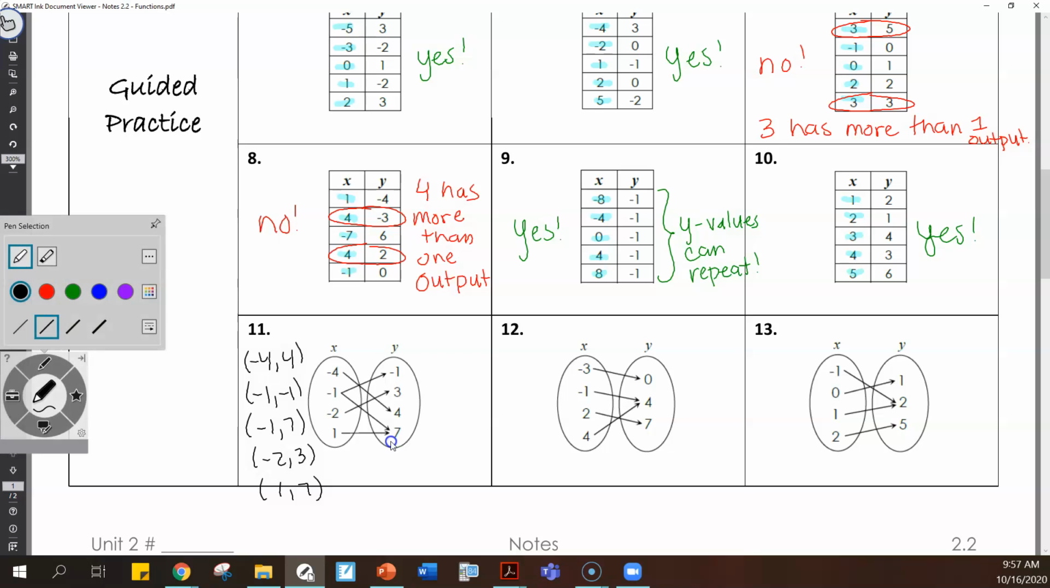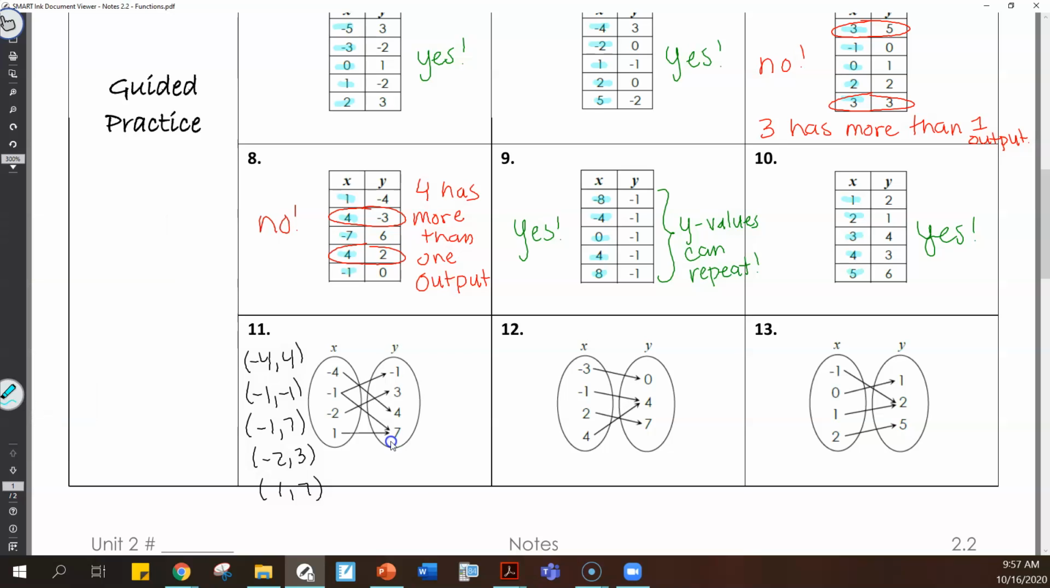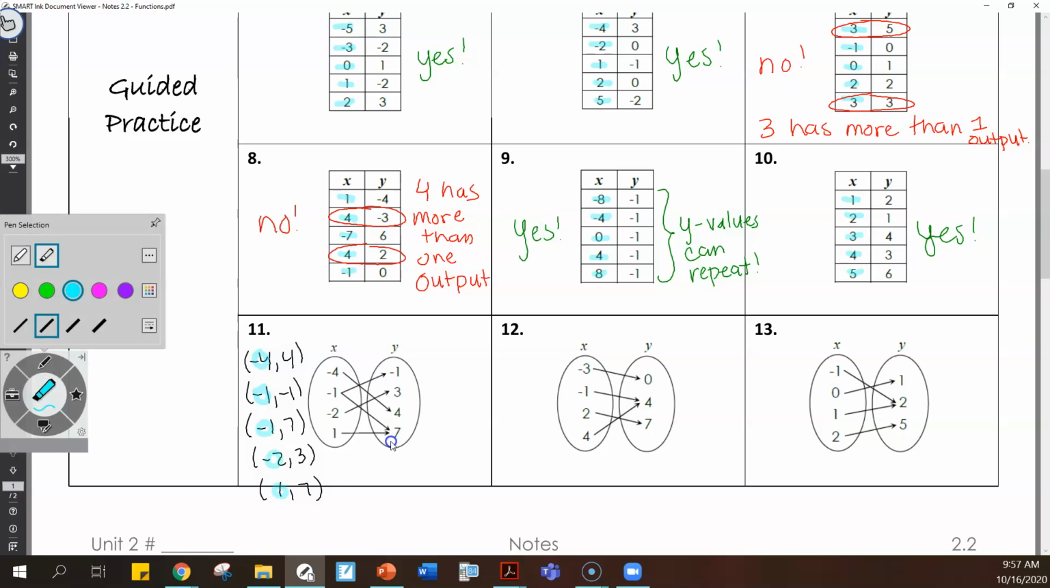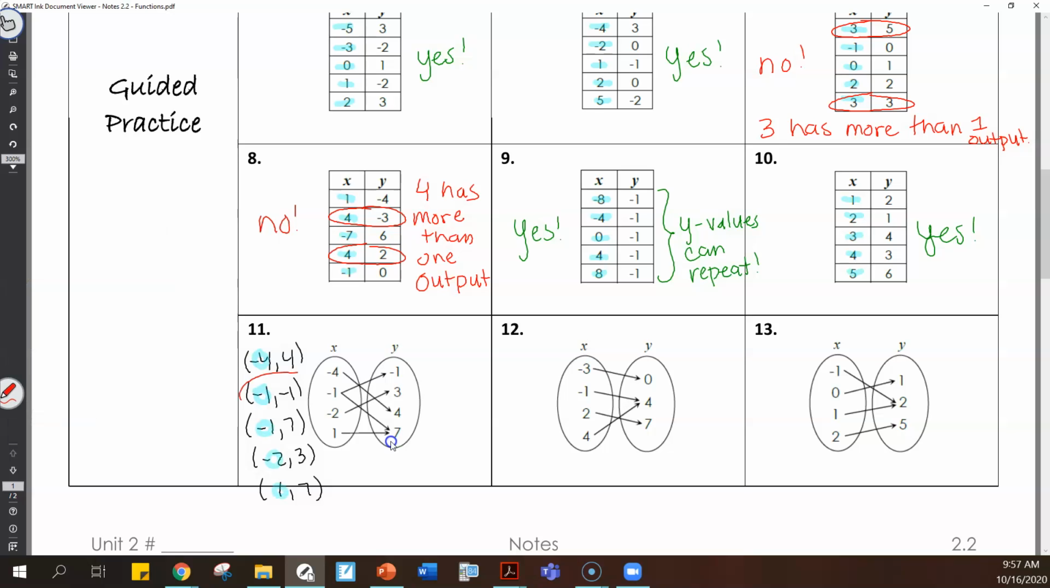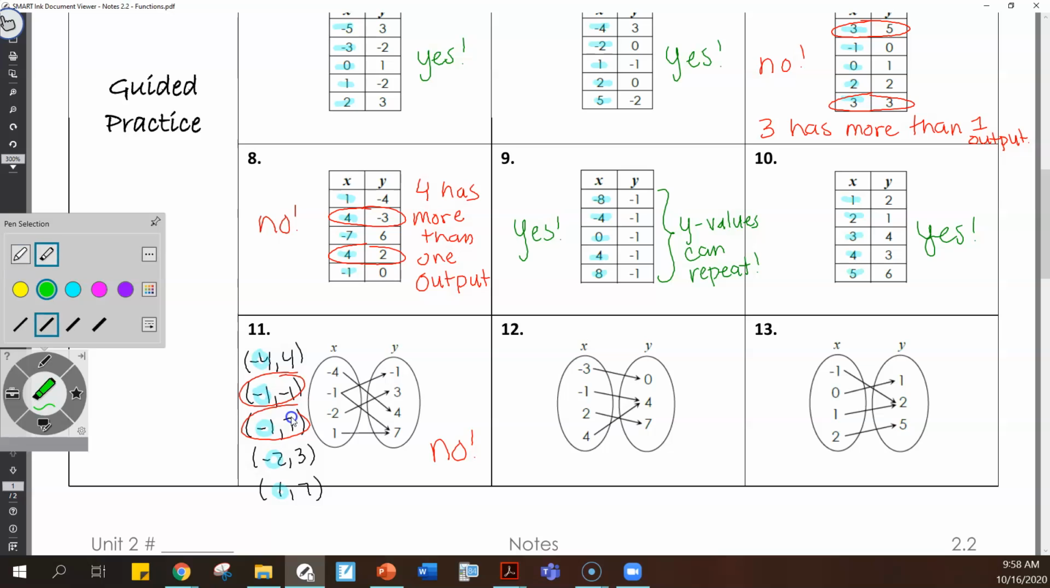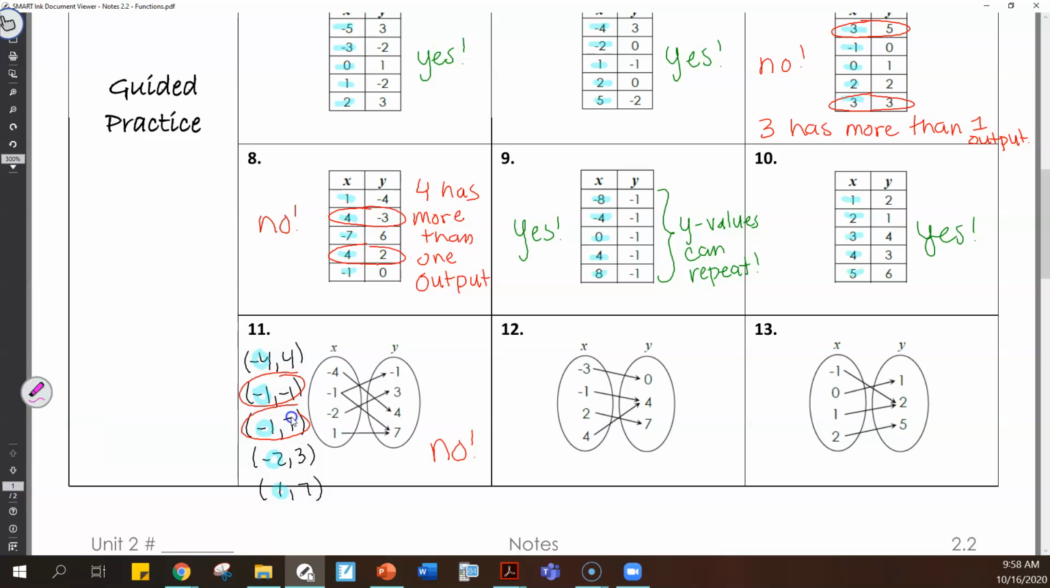Okay. And then I can go in and check my x values. So I've got -4, -1, -1, -2, and 1. So my -1s repeat here. One gives me an output of -1, the other gives me an output of 7. So this is not a function. Another easy way to look at this with mapping is to follow the arrows. If you have an x value that has more than one arrow coming off of it, that's bad. That makes it not a function.